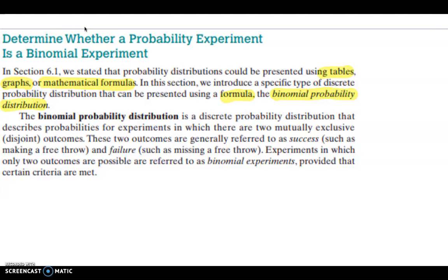Now, the binomial probability distribution is a discrete probability distribution that describes probabilities for events in which there are two mutually exclusive or disjoint outcomes. They're generally referred to as a success or a failure, such as making a free throw or missing a free throw. But we actually will need to define what the success is and what the failure is, because a failure could be making a free throw if you term it that way. So we just have to define what we mean by a success.